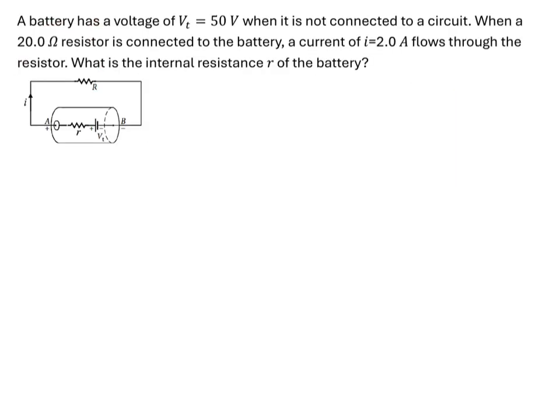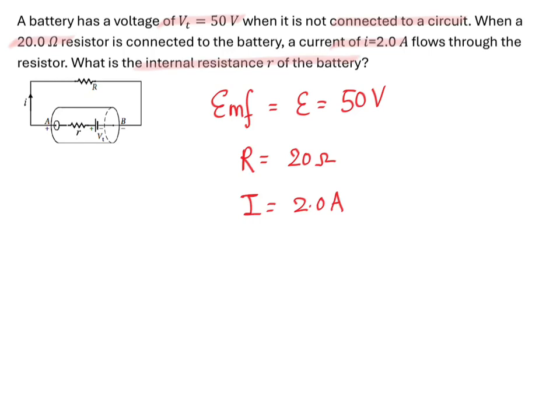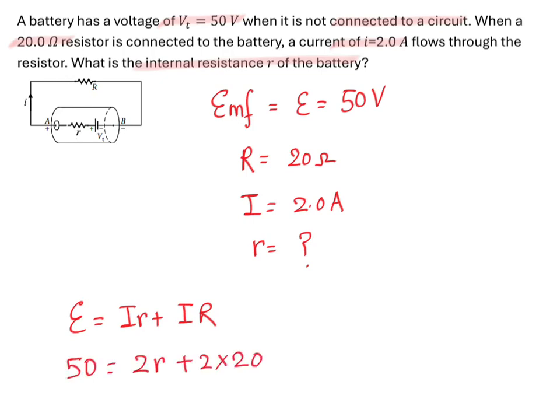Next problem, a battery has a voltage of 50 volt and when it is not connected to a circuit, that means we have been given the EMF, which we'll write as E equal 50 volt. There is an external resistor 20 ohm and the current is given to us as 2 ampere. It's asking us to calculate what's the internal resistance. So from the formula sheet, you will see the formula E equal I small r plus I capital R. E is the EMF, I is the current, small r is the internal resistance, capital R is the external resistance. So we just substitute the numbers here, only small r is missing. We can solve it for small r, we'll get the answer as 5 ohm.